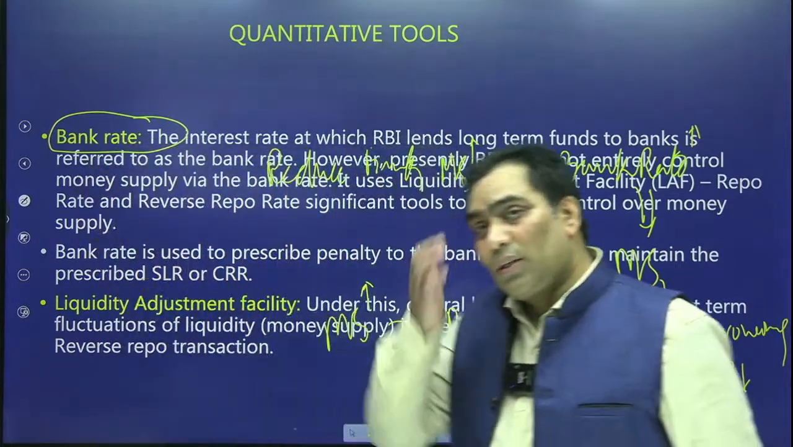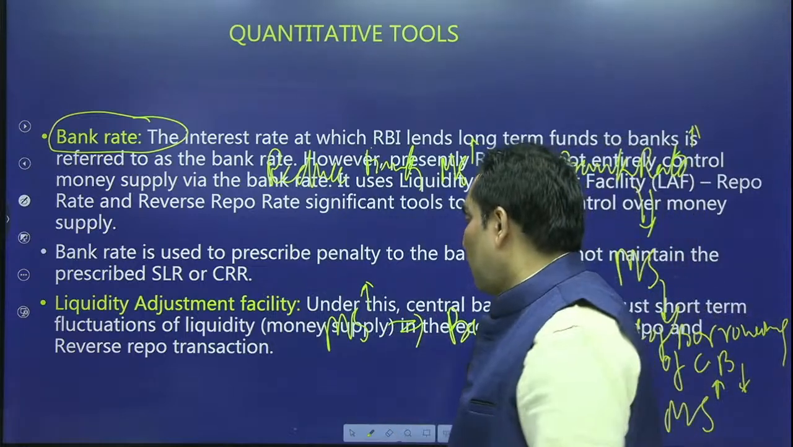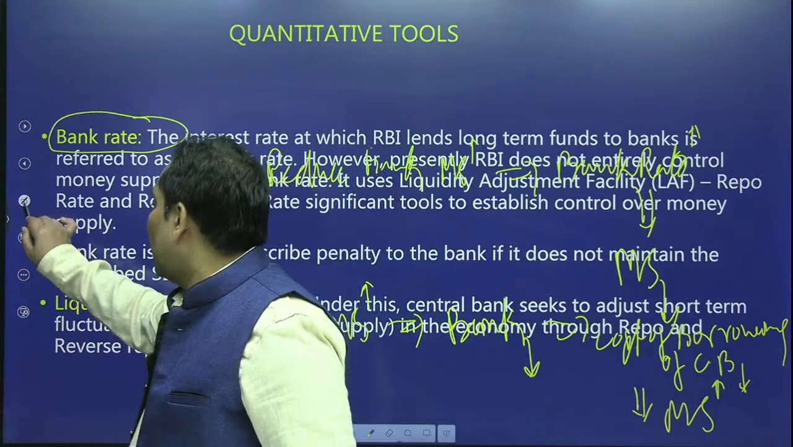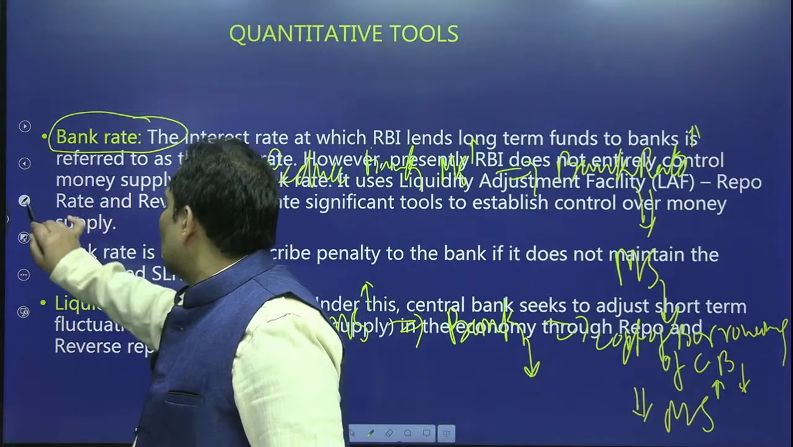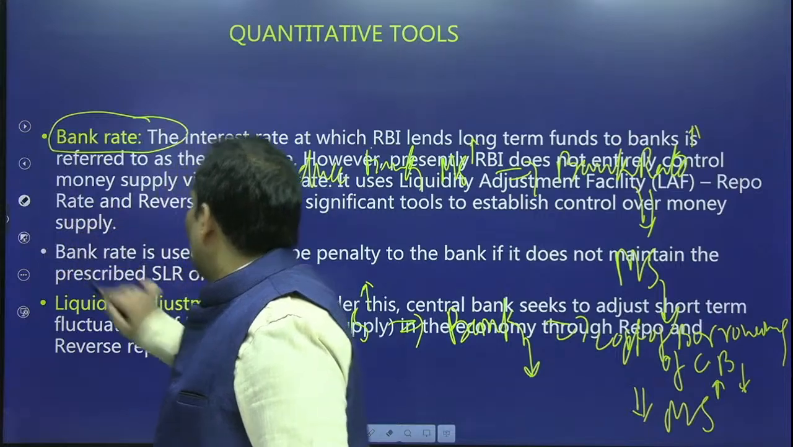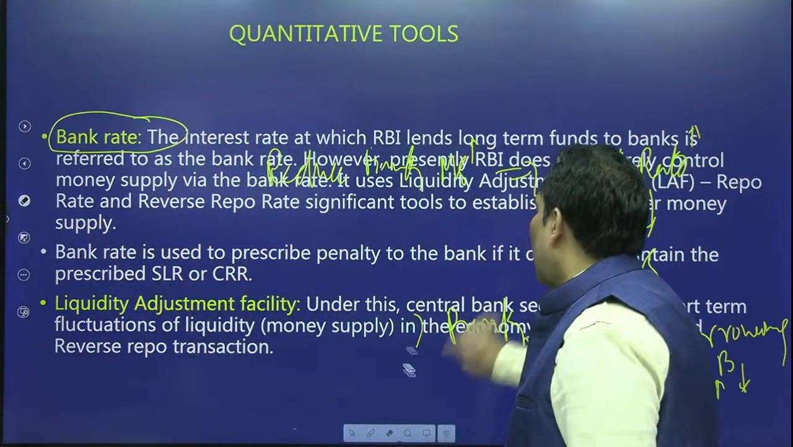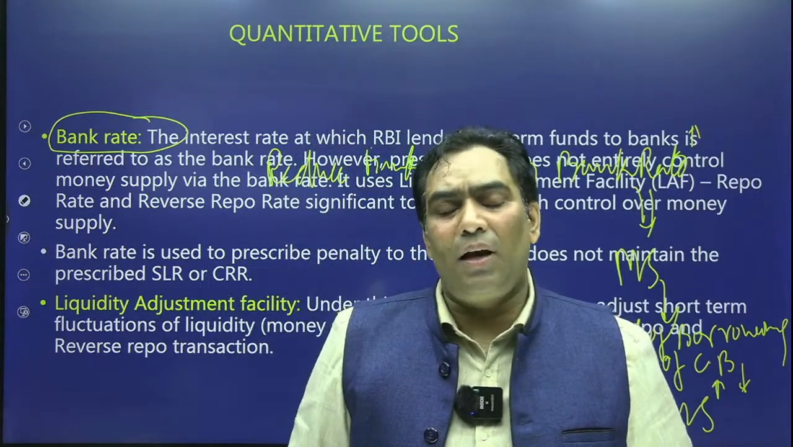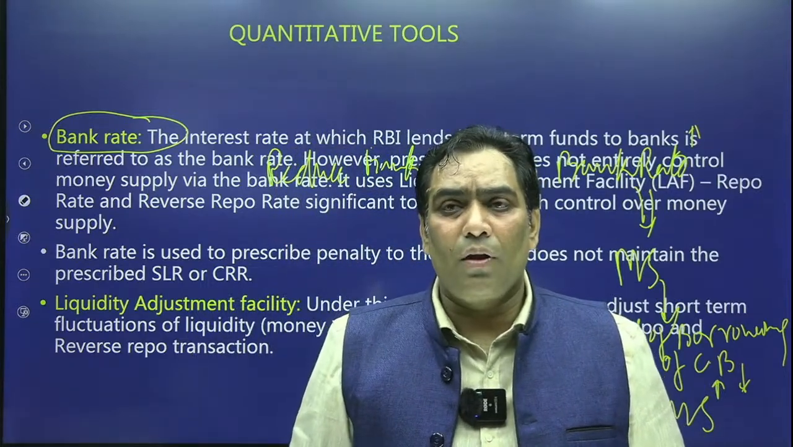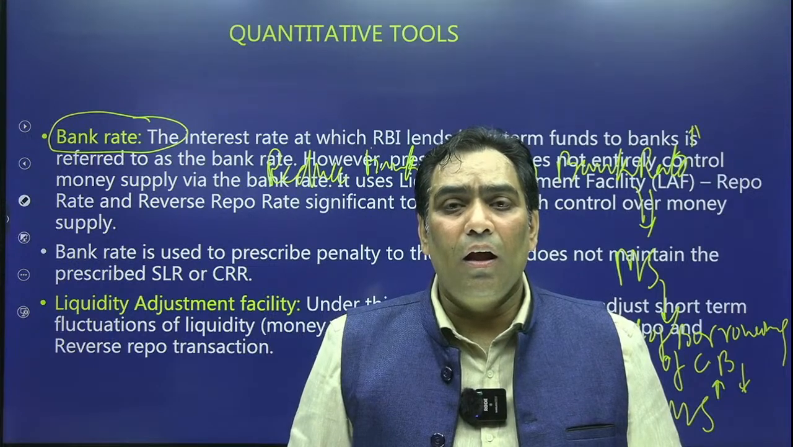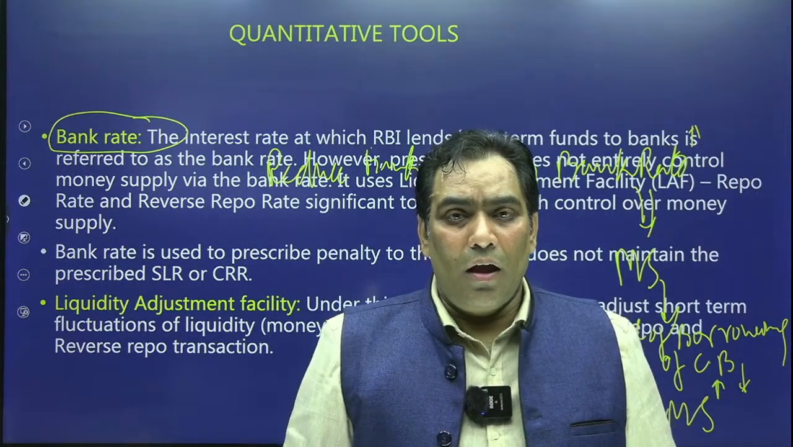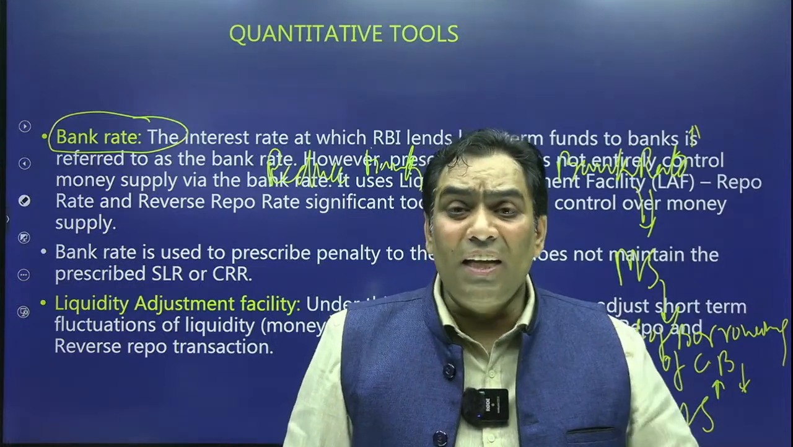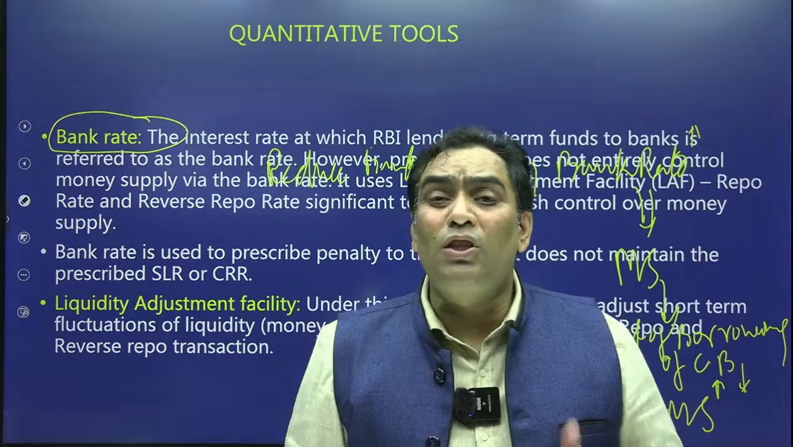Now, we are going to discuss the liquidity adjustment facility. What is the meaning of liquidity adjustment facility? It means there are repo transactions and reverse repo transactions through which RBI increases or decreases liquidity in the economy, and these are known as policy tools.